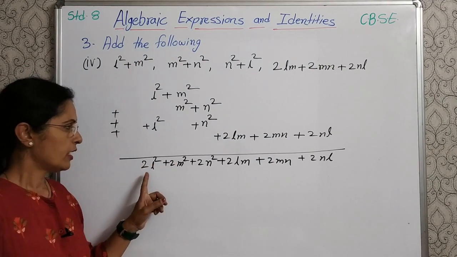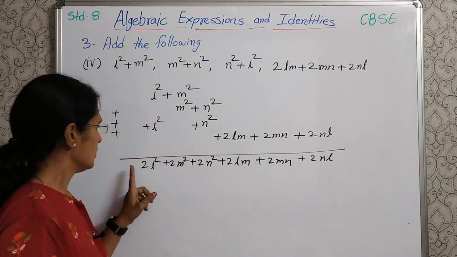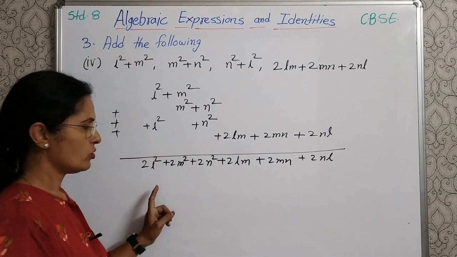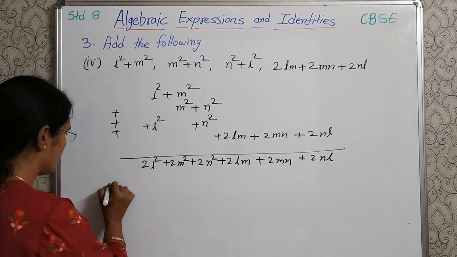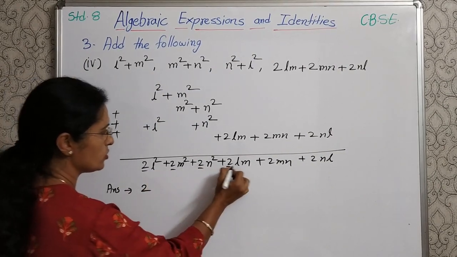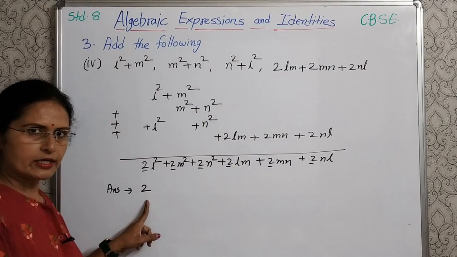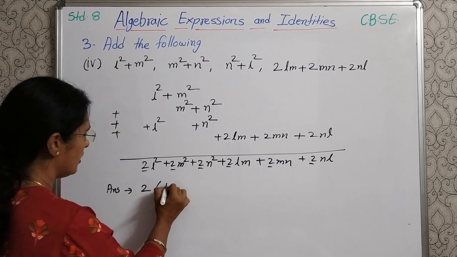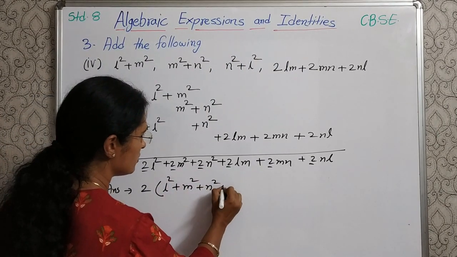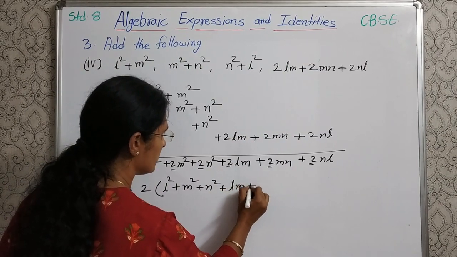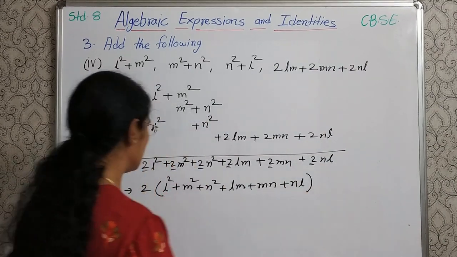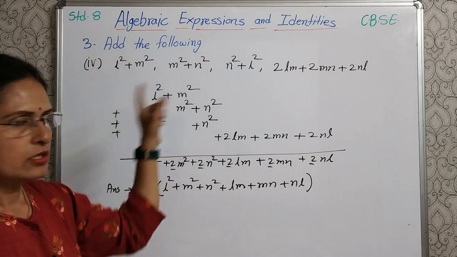And you can see in each term 2 is there. The coefficient 2 is there with each of these terms. So we can take that 2 common for writing the final answer. So answer is 2 common. This 2, 2, here 2. So all these 2 we'll write as a common 2, and then write L square plus m square plus n square plus Lm plus Mn plus Nl. So this is the final answer for this addition.